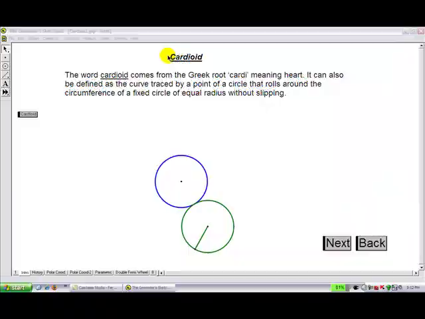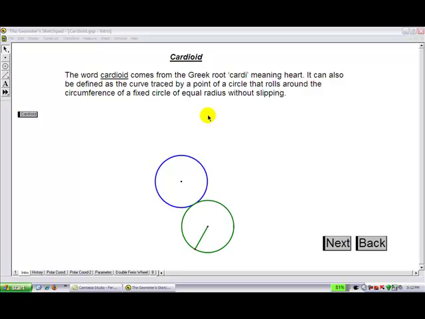This curve is actually called a cardioid. The word cardioid comes from the Greek root cardi, meaning heart. It can also be defined as the curve traced by a point of a circle that rolls around the circumference of a fixed circle of equal radius without slipping.